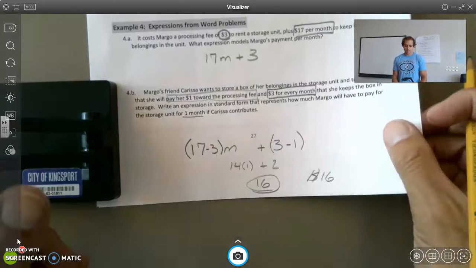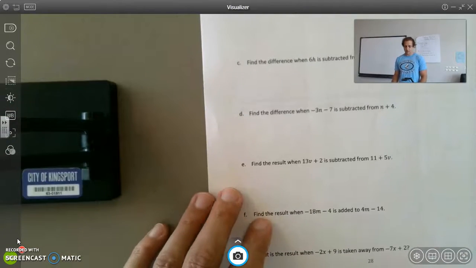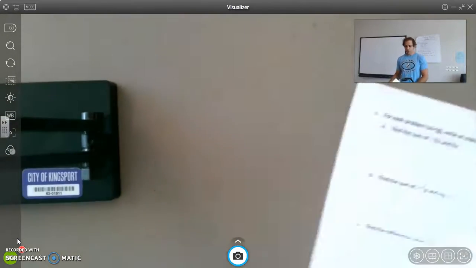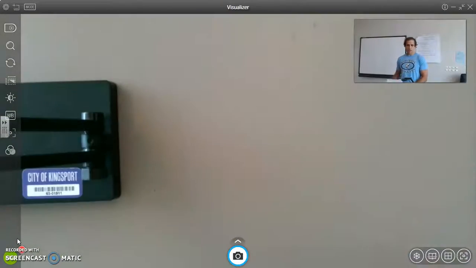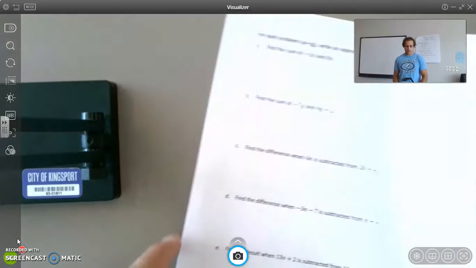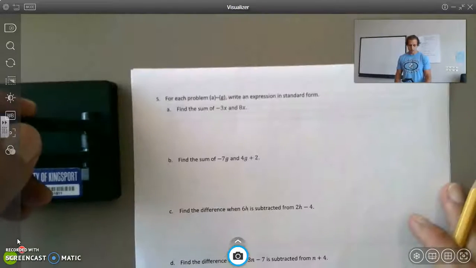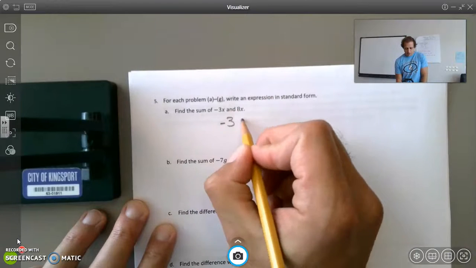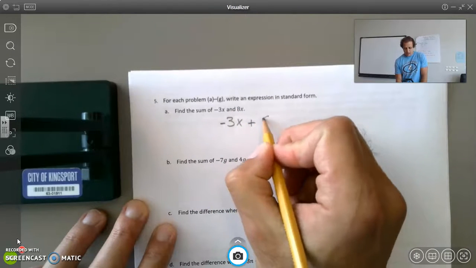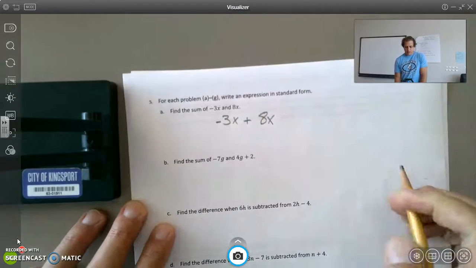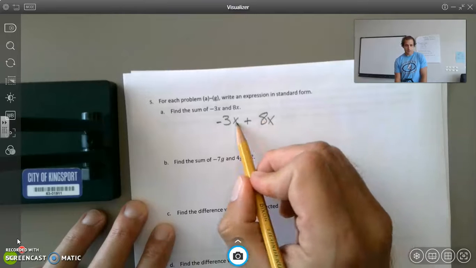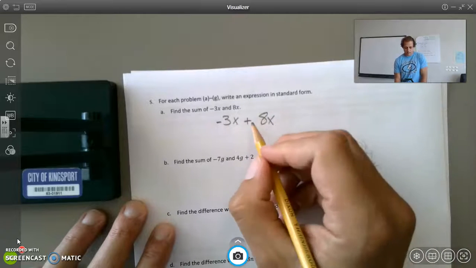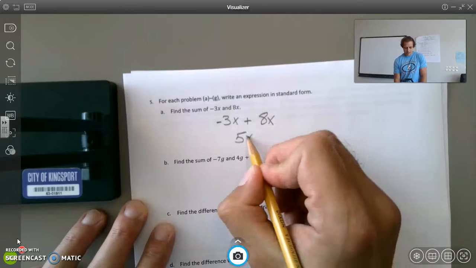All right. Let's go to the next page. These are pretty straightforward, no word problems. We're just going to go through doing the basic operations, but it's going to include variable terms. So, negative 3x plus 8x. All right, they have the same variable. They're like terms, so I can add them together. 8 plus negative 3 is 5x.